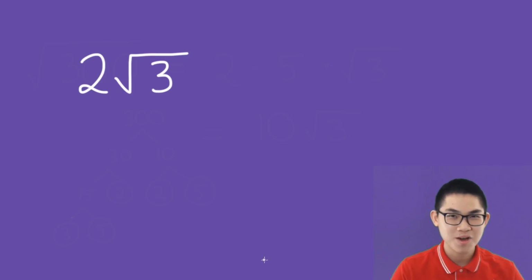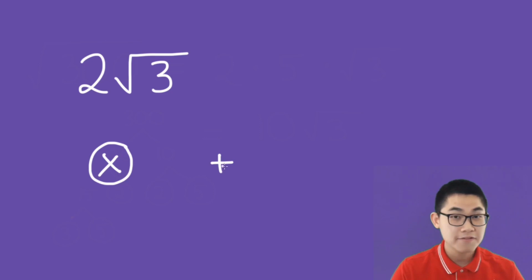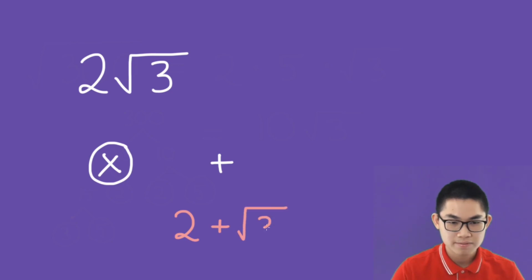Let me ask you one question. If we have 2 and the square root of 3, is the sign in between a multiplication sign or a plus sign? Well, the sign in between is a multiplication sign. If it is a plus sign, you will write it differently. You will write it as 2 plus the square root of 3.